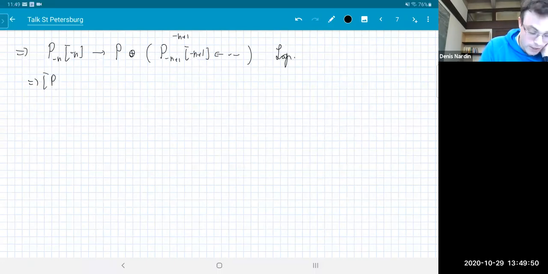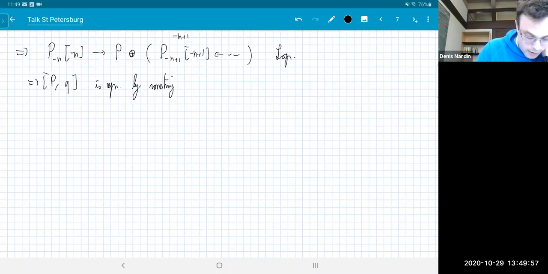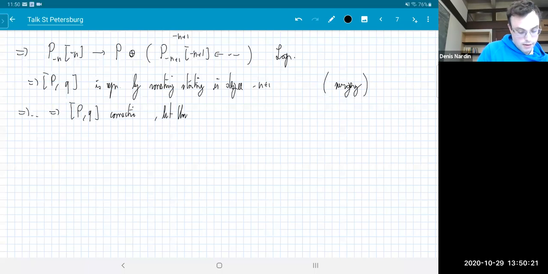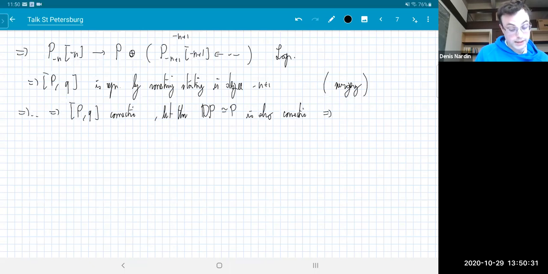So the class of P comma Q is represented by something starting in degree minus N plus one. This procedure is what's usually called surgery or algebraic surgery. Okay. And so by induction, you can assume P comma Q connective. But then the dual of P, which is isomorphic to P, is also connective. And the only perfect complexes such that they are connective and their dual is connective are exactly projective modules in degree zero.